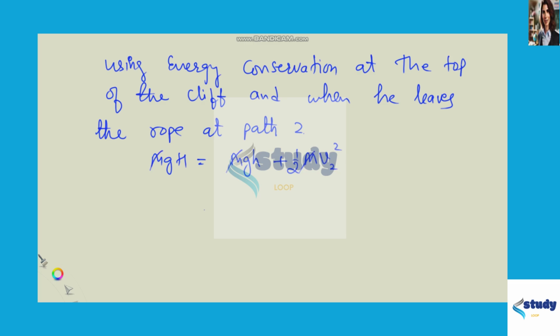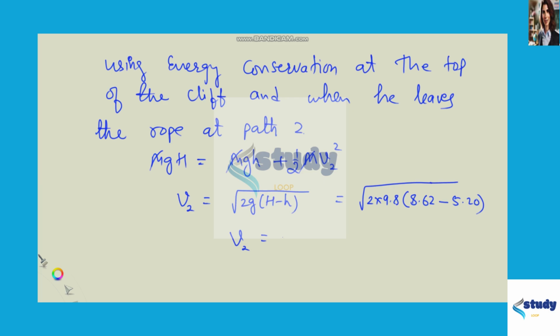Cancelling mass from both sides again, we get an expression for v2, and that is the square root of 2g times h minus h. Plugging in the known values, this is 2 times 9.8 multiplied by 8.62, which we already found, minus 5.20. So finally this v2 is calculated to be equal to 8.19 meter per second, which is the answer for this given problem here.